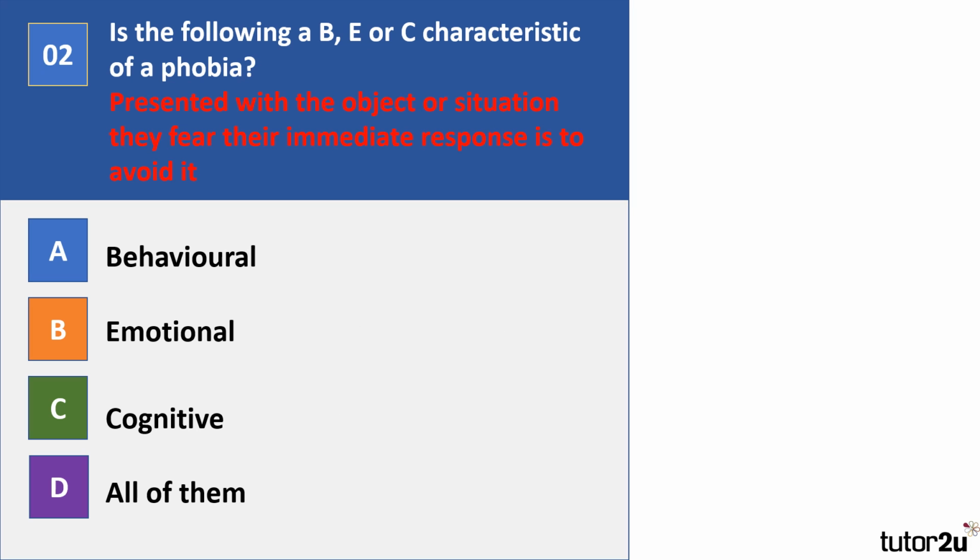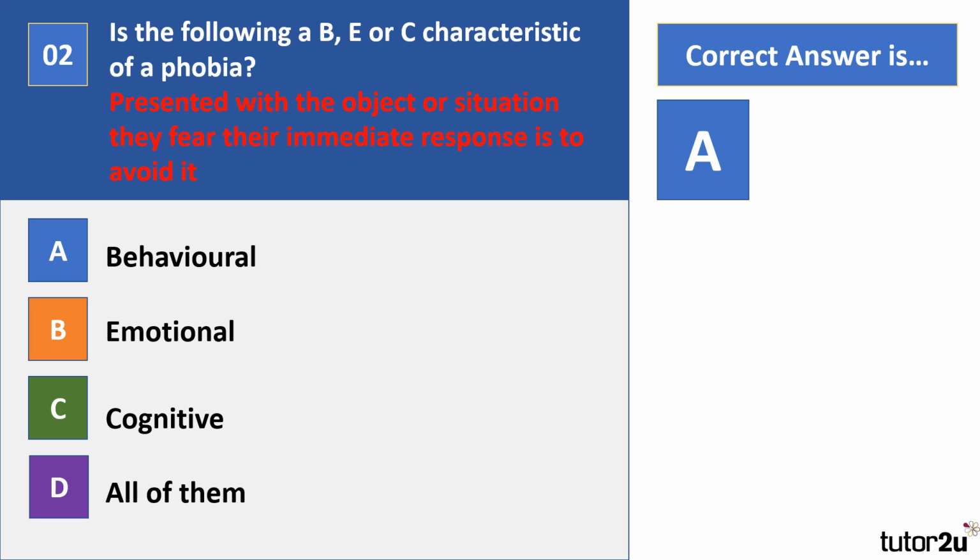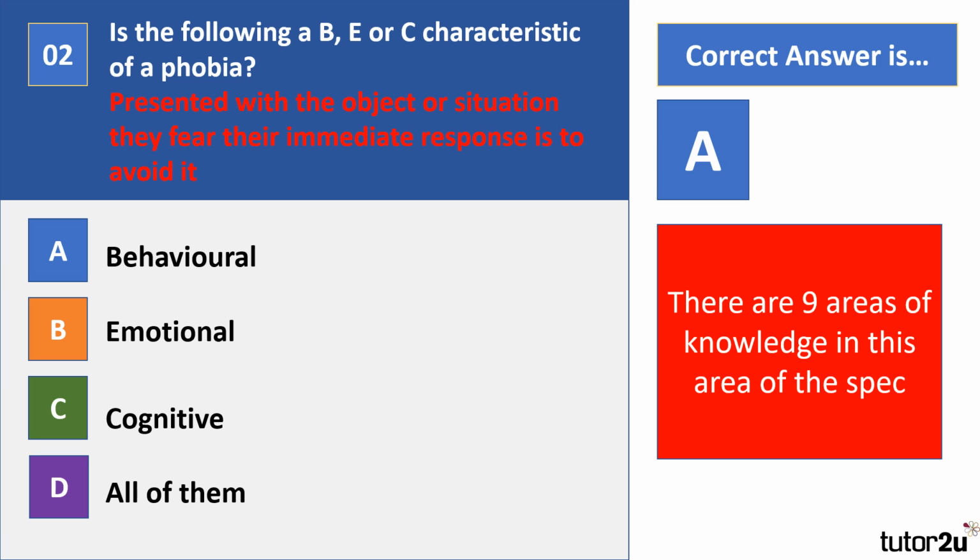Okay, second question. Is the following a behavioural, emotional or cognitive characteristic of a phobia? When presented with the object or situation they fear, their immediate response is to avoid it. Now is that A, a behavioural characteristic, B, emotional, C, cognitive, or D, all of them? So pause the video. Right, the correct answer is A.